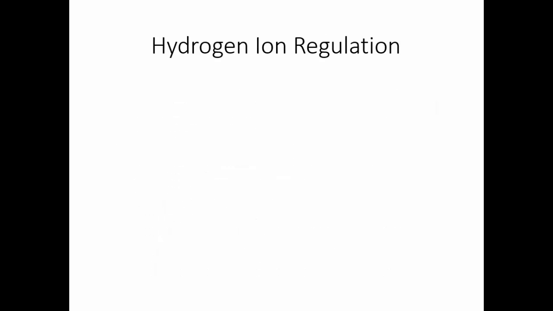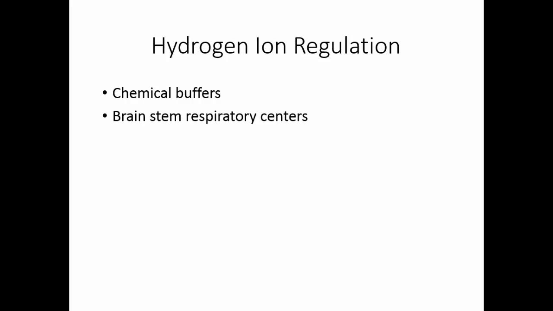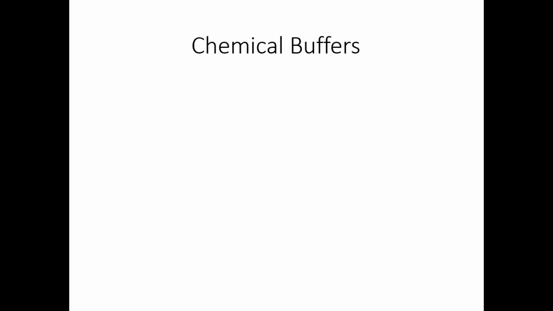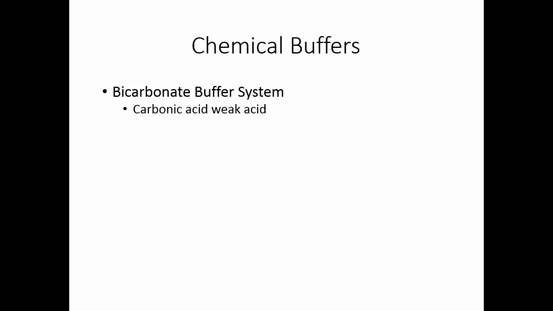Hydrogen ions can be regulated in three ways: chemical buffers, the regulation of the respiratory system by the brainstem respiratory centers, and by the renal mechanisms, those that help us eliminate bicarbonate ions. Let's look first at the chemical buffers. The most important chemical buffer of the extracellular fluid is the bicarbonate buffer system. Now remember, we can monitor the extracellular fluid, so this is the one we pay the most attention to. Carbonic acid is the basis for this buffer system, and as we just saw, it's a weak acid.